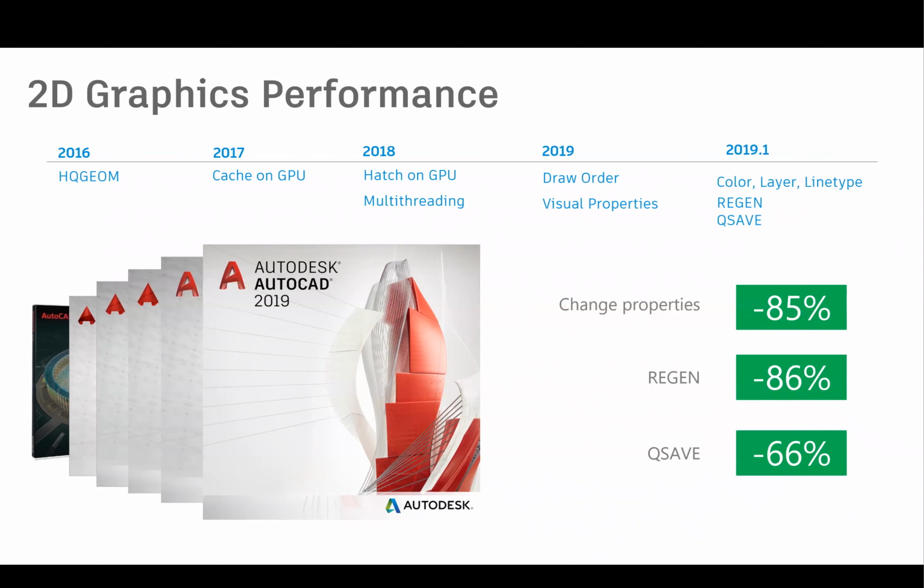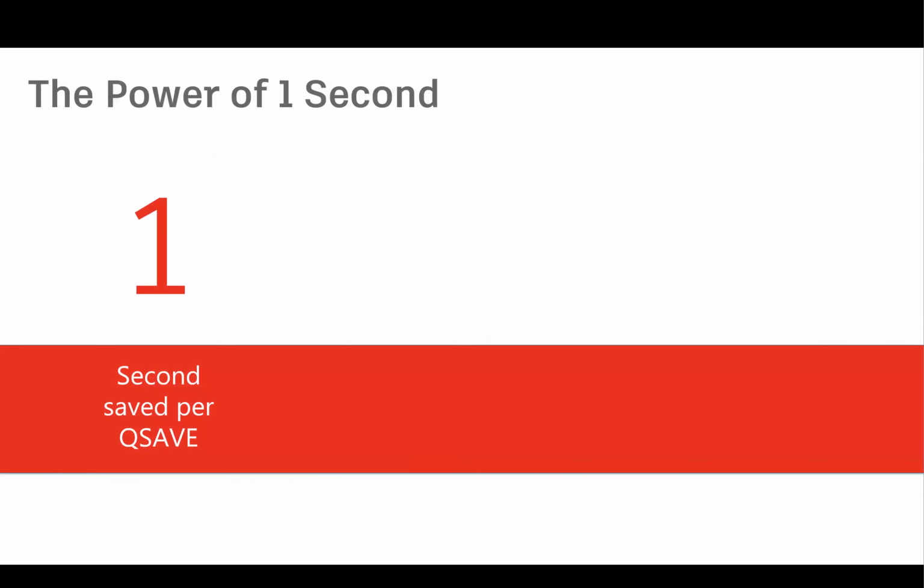And one of the most impactful improvements we've done recently is improving the speed of QSAVE. We've cut the time of QSAVE by about 66% in our benchmark drawings, from 1.4 seconds to 0.5 seconds. That sounds small, but we know QSAVE is one of the most frequently used commands. It's of course used many, many times a day by an average CAD user. We did a little math that I'd like to share with you, just to show what that 1 second saved per QSAVE is. Again, this update was done in 2019.1 of AutoCAD, so if you're on 2019.1 or later, you'll experience this QSAVE enhancement.